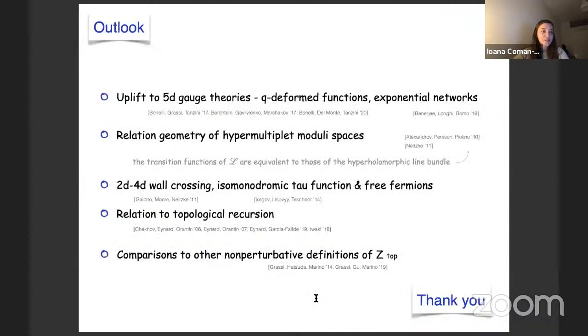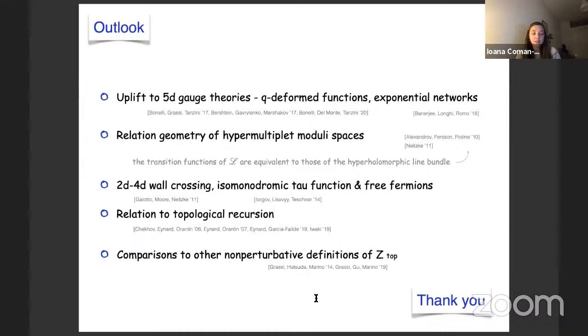Now, this brings me to the final slide. I'm sorry, I'm over time by 5 minutes. I will be very brief here. I've collected here a few points that are interesting as an outlook, which can roughly be grouped into extending this picture on the one hand, and on the other hand, relating it to other results that exist in the literature.